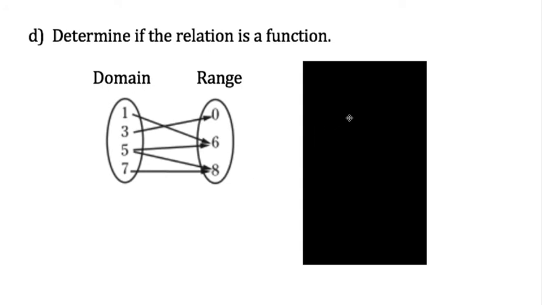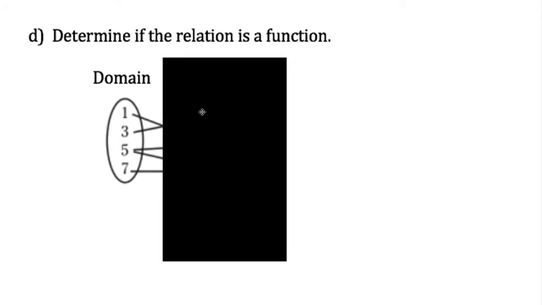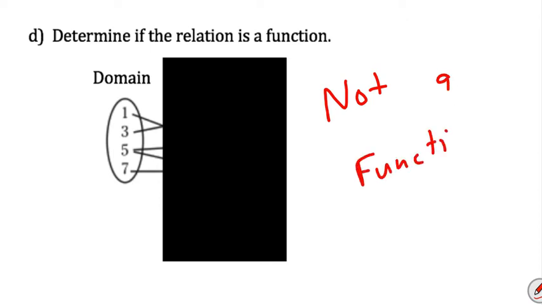All right, next, again, cover up the range. Is this a function, yes or no? Hopefully you realize that no, this is not a function. Okay, and why not? Well, because 5 has 2 arrows coming off of it, so it is not a function.